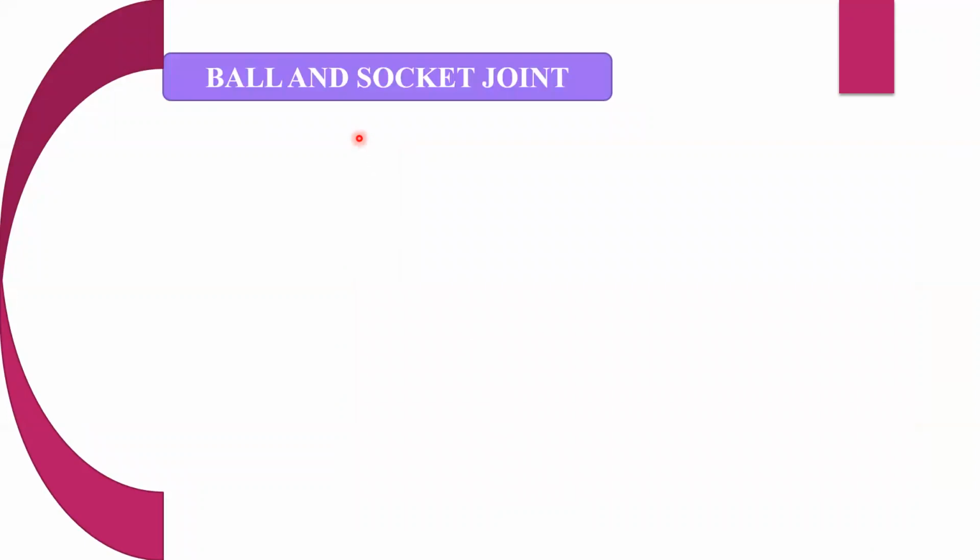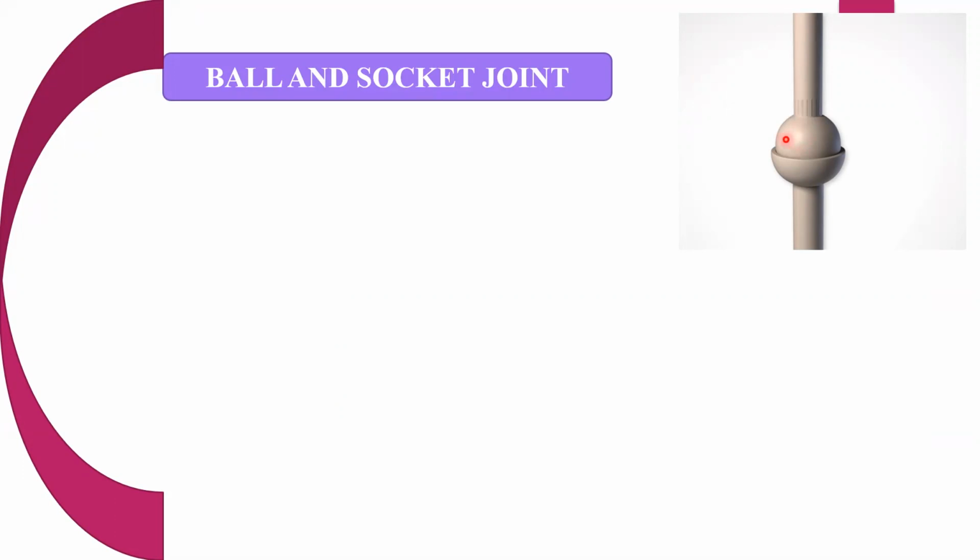Ball and socket joint. These joints allow movement in all directions. Hinge joints allow movement in one plane only, but ball and socket joints show movement in all directions. The hip and shoulder joints are ball and socket joints.